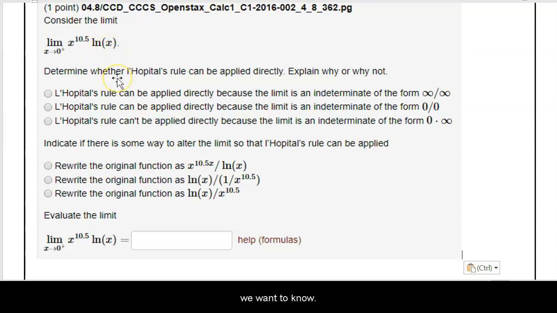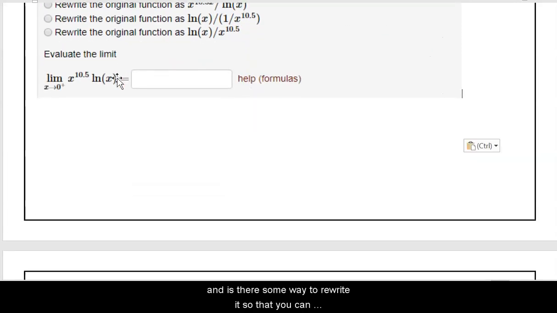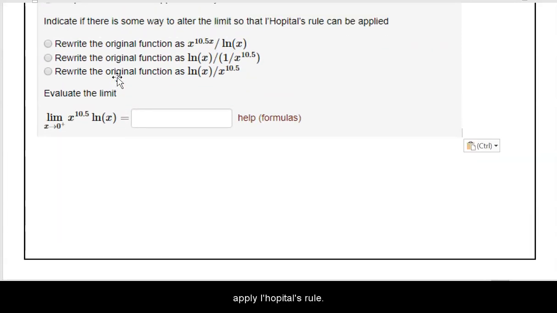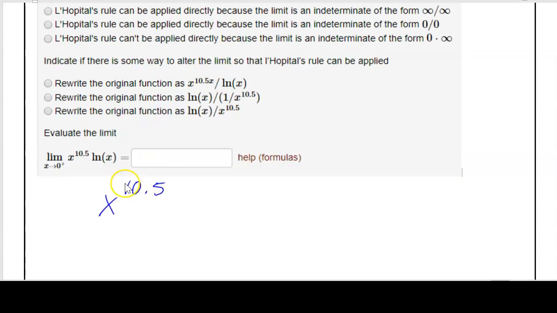Okay, so we want to know first, can you do L'Hopital's rule? And if you can, what form is it? And is there some way to rewrite it so that you can apply L'Hopital's rule? So first, let's just cover and interpret what is x to the 10.5.